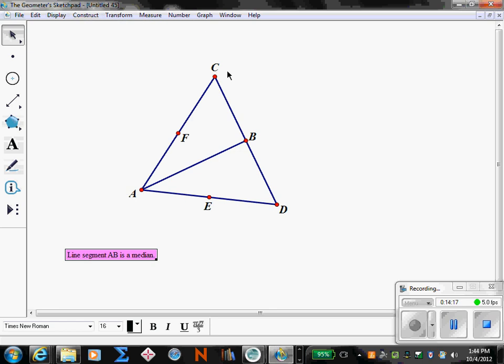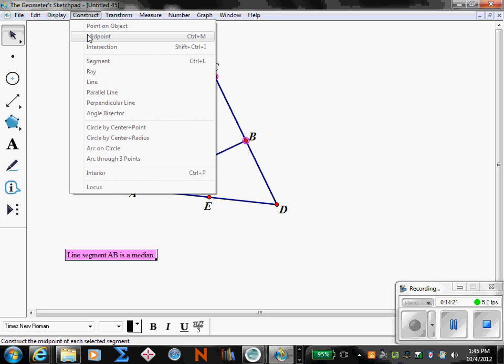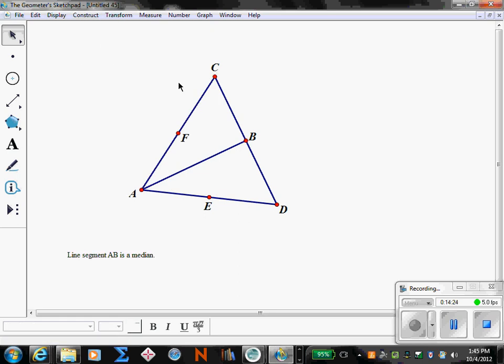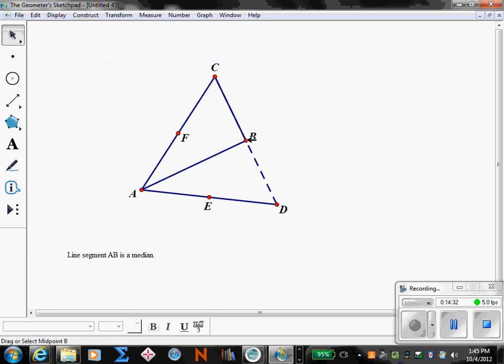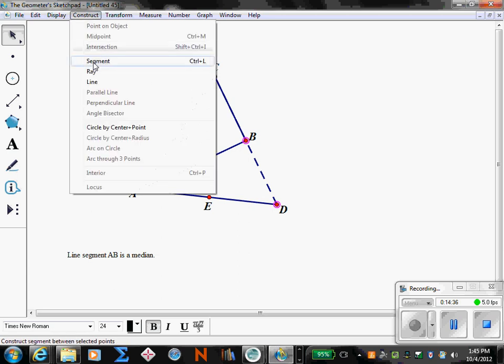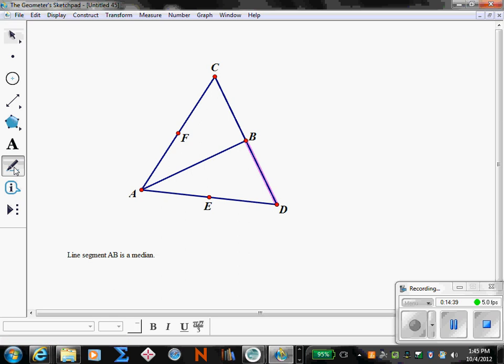So I'm going to highlight C to B and say construct segment. Oh, it won't let me. Okay, let me try again. C to B, construct segment, and then B to D, construct segment. Now, when I go in with my pen and click on that segment, it will give me tick marks. And I can do that all the way around my triangle. I am going to construct the other medians.